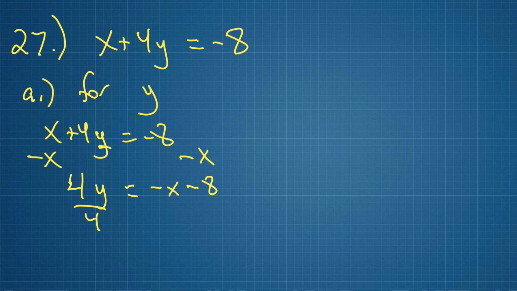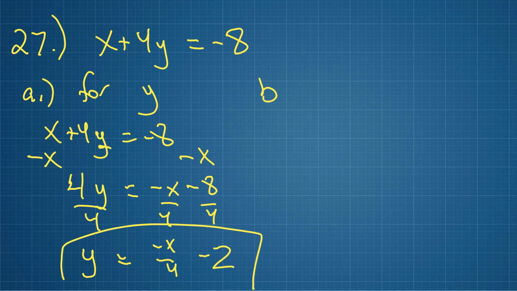Now I'm going to divide everything by 4. You could use one big division bar if you want. I just like to use little ones. I get minus x over 4. Minus 8 over 4 is just minus 2. Y is by itself. Now I'm going to solve for x.